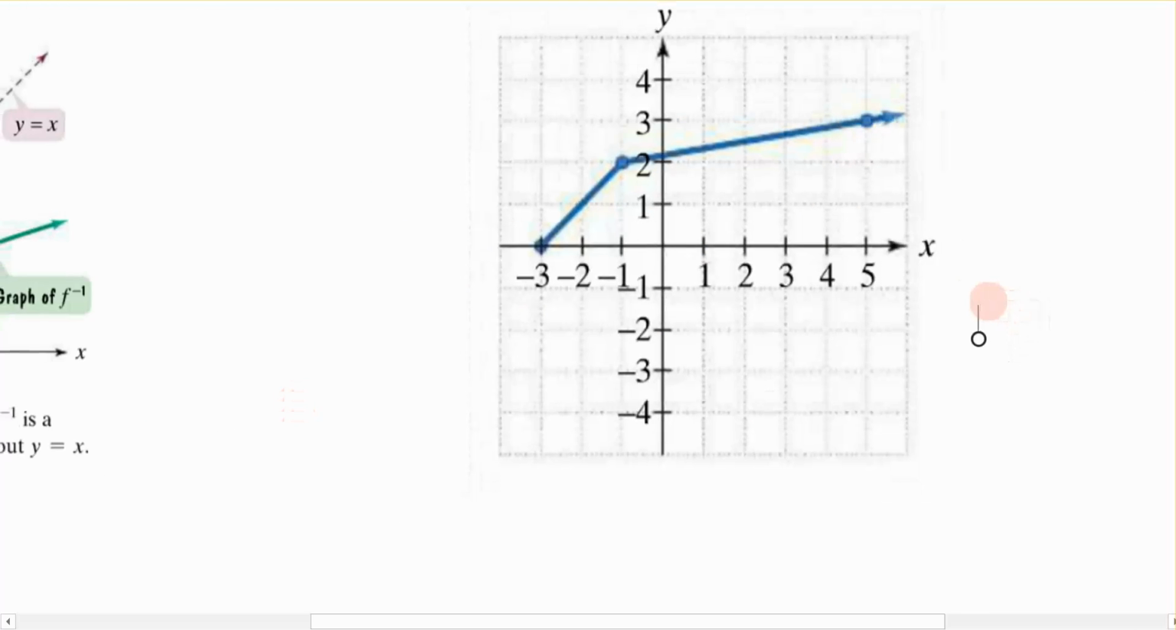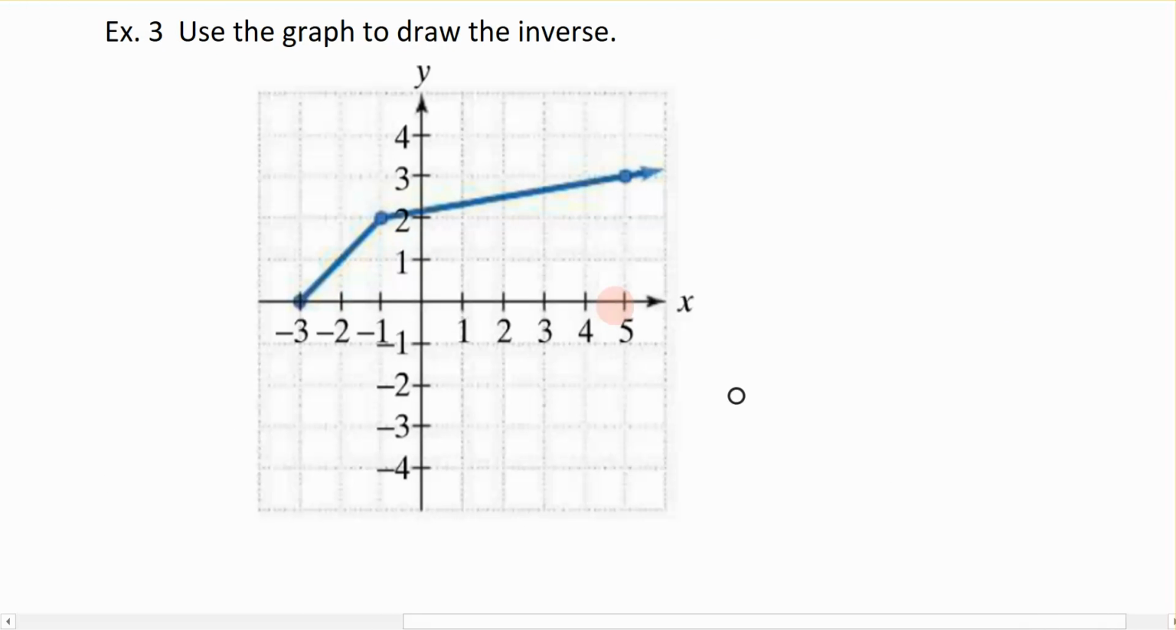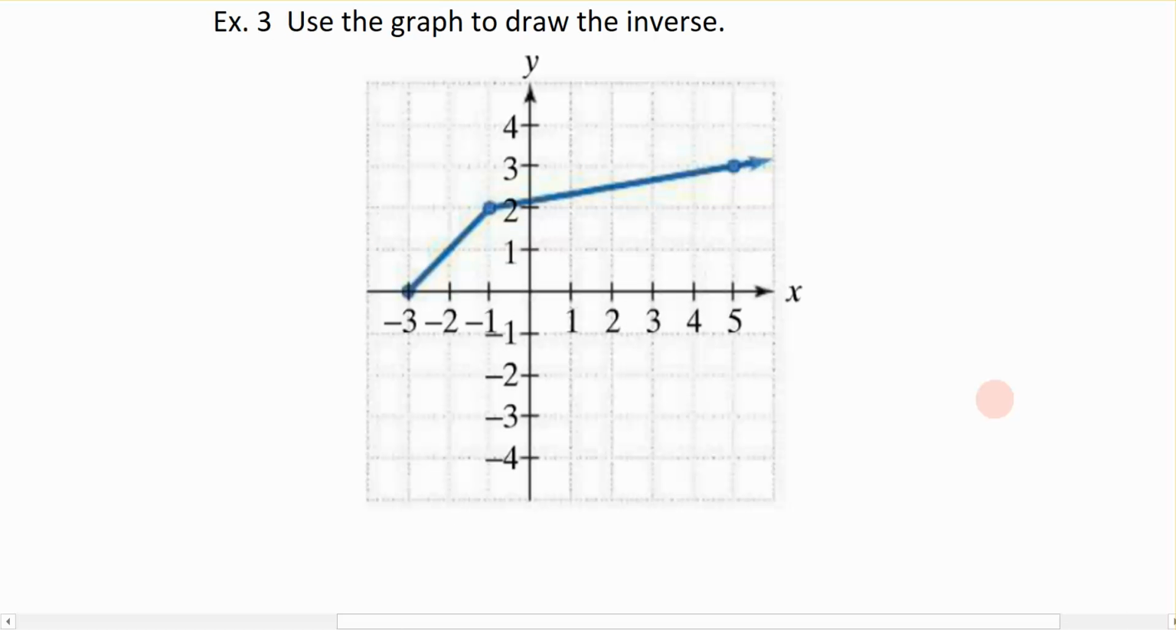Let me make this a little smaller. So I want to use the given graph to then draw the inverse function. In order to do that, I want to just point out the points that we are given on here. This is the point (-3, 0). I then have the point (-1, 2). And the final point that's given to me is this point (5, 3).